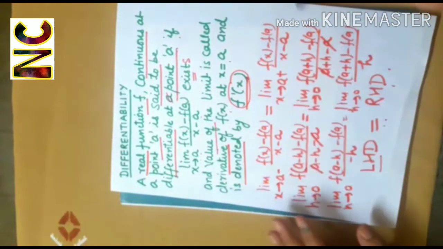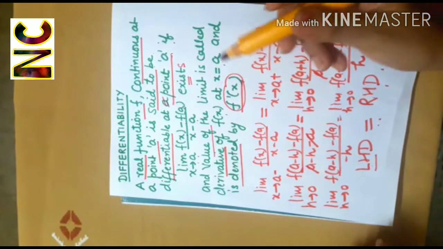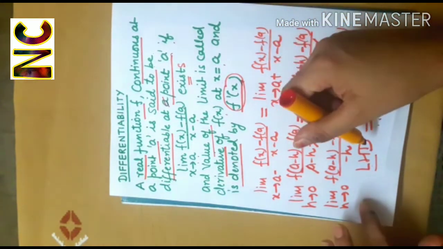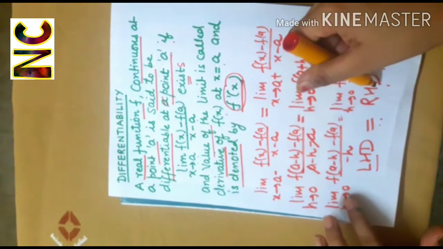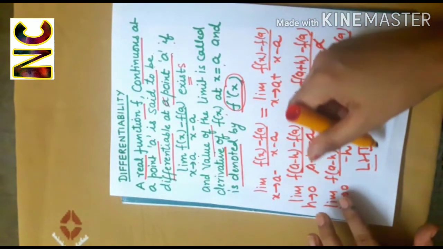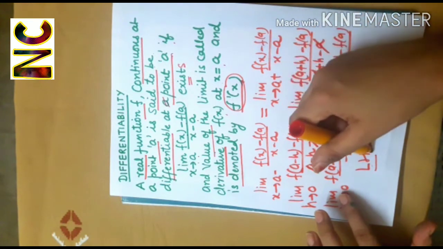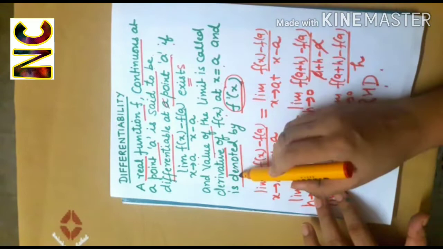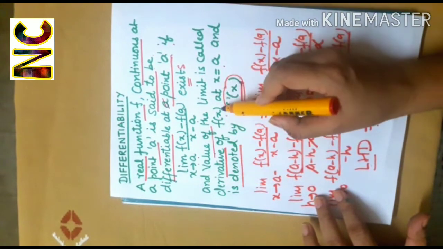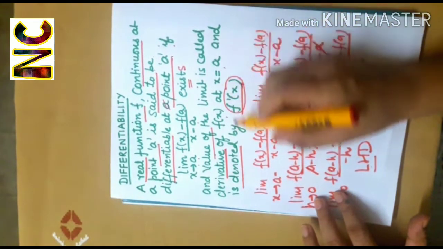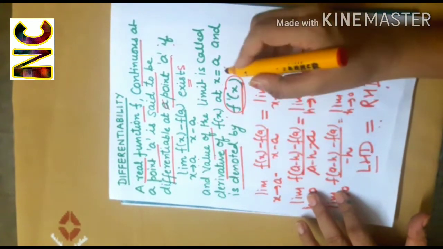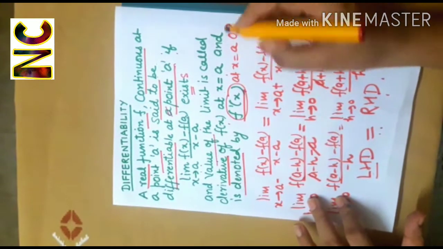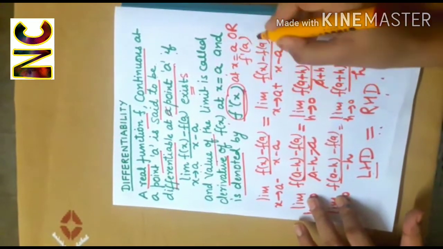So, we have seen that a function is differentiable at a point a if the left hand derivative is equal to the right hand derivative, and the common value of the left hand derivative and right hand derivative is called the derivative of the function f(x) at a, and it is denoted by f dash x at x equal to a, or we write f dash a.